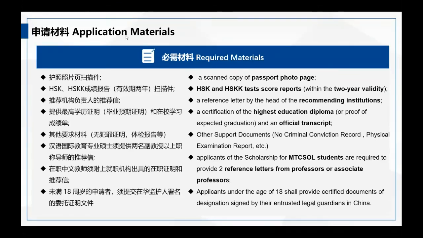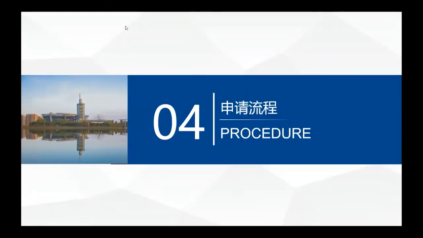We also would like you to provide us some other documents like the no criminal conviction record, physical examination report. If you are applying for the MTCSOL student program, you also need to provide 2 reference letters from professors or associate professors. Other documents may include the certificated documents of designation signed by their legal guardians if you are under the age of 18. Okay. If you have prepared all these materials, you could start the application procedure.